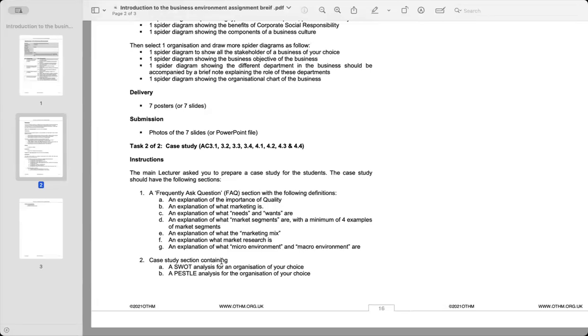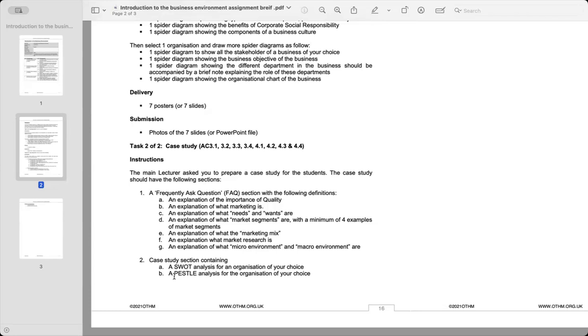Next is a case study section containing a SWOT analysis of an organization of your choice and a PESTEL analysis for the organization of your choice. We discussed SWOT analysis in detail yesterday. Choose an organization and conduct a SWOT analysis: strengths, weaknesses, opportunities, and threats.